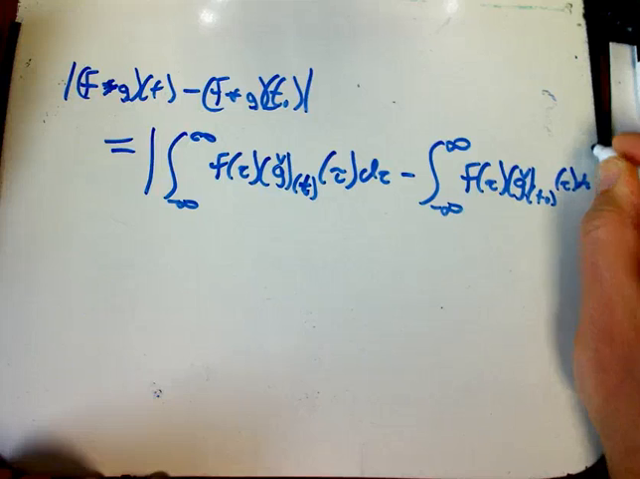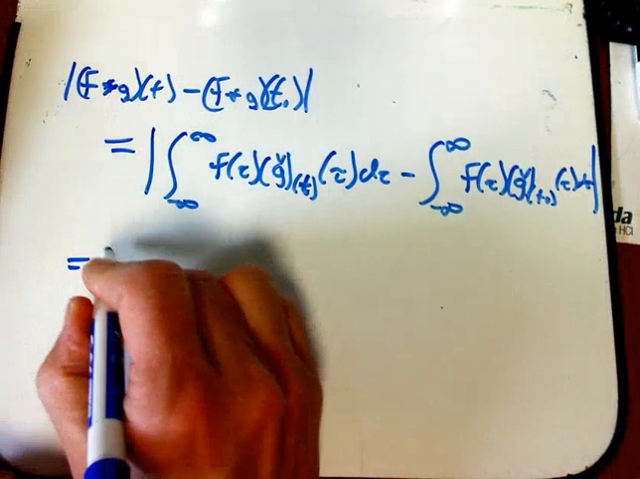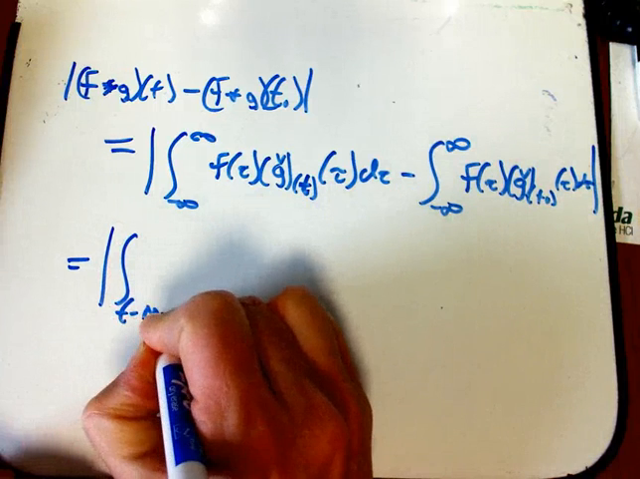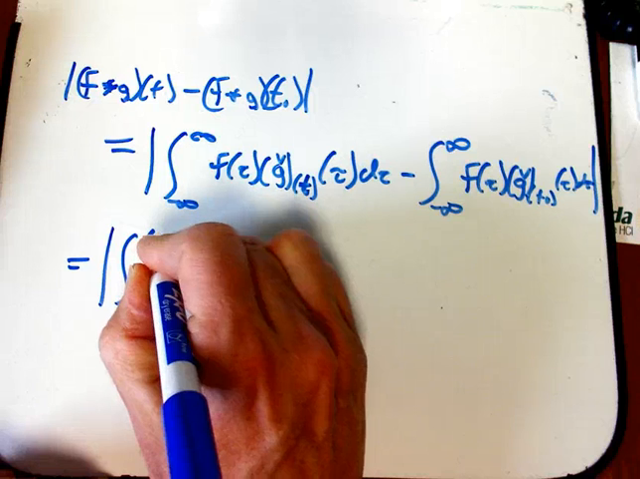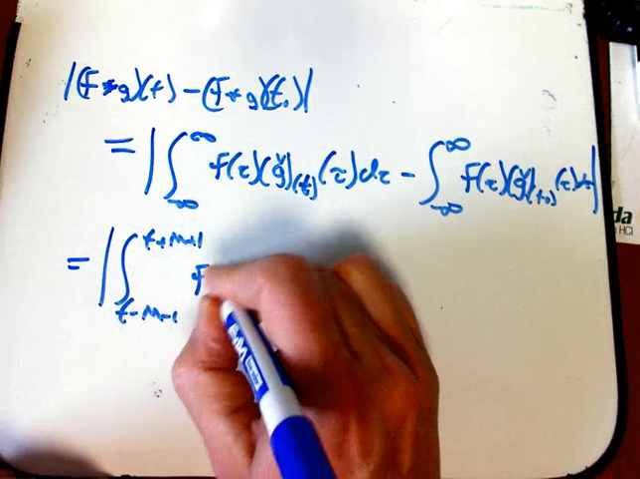See if I can fit it. Okay, that's a dτ at the end there. Okay. And so that's really just going to be the absolute value of the integral from t minus m minus 1 to t plus m plus 1. Same deal.